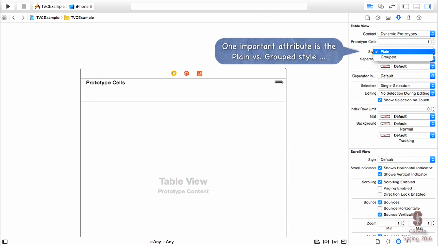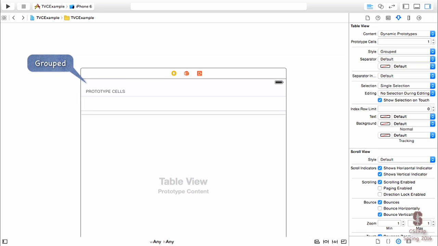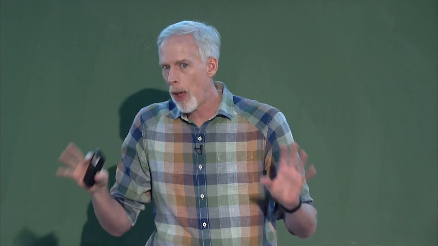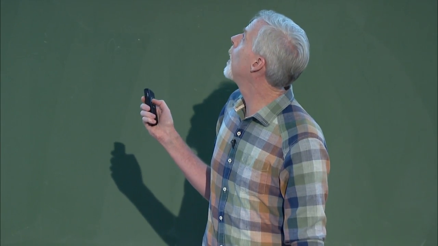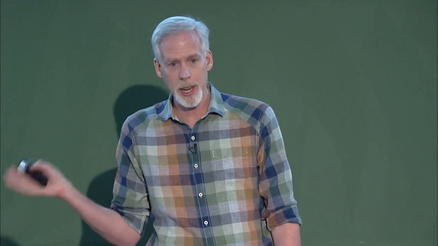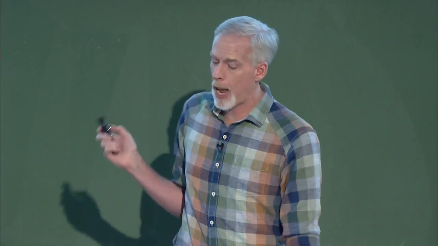So here I'm going to switch the table view from being plain style to being grouped. You can see that when I switch to grouped, it looks a little bit different. Another thing I could switch is dynamic and static. Now, grouped and plain, I told you that plain was usually dynamic data and grouped is static. They don't have to be that way. You choose the dynamic versus static with this other pop-up right here. But usually if it's grouped, you're going to pick static from this one, and if it's plain, you're going to be picking dynamic. So I'm going to switch to static right here.